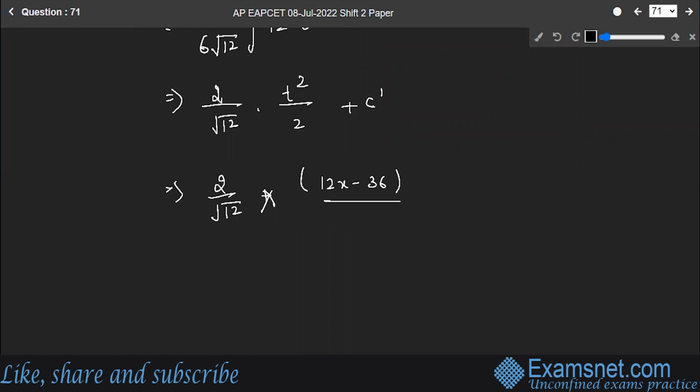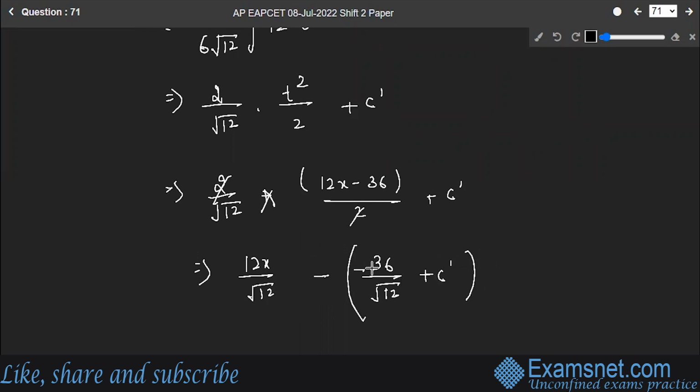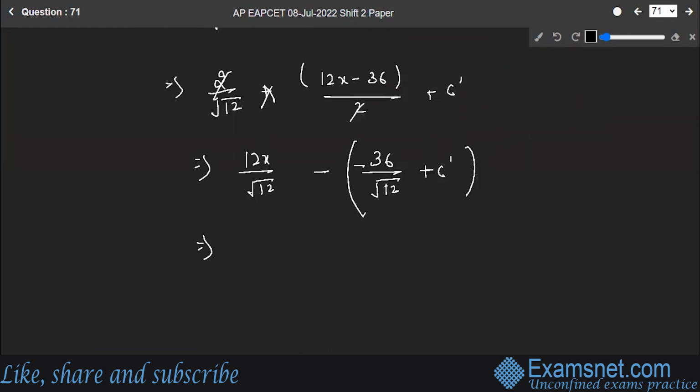There was a multiply sign. I'll write it. It will cancel, plus c dash. So you have 12x upon root of 12 minus 36 upon root of 12 plus c dash. This is the whole constant, right? So I'll keep it as such. You will have root 12x plus, sorry, minus. I'll take it as plus over here and minus over here. So minus 36 upon root 12 plus c dash.